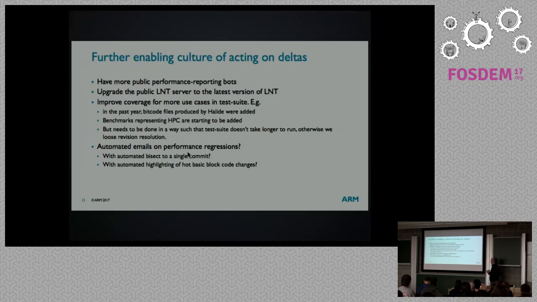My list of ideas is, it would be nice if more of these performance reporting bugs would be public, so more people can look at the performance results. At the moment, there's one public LNT server. What I showed here was a top of trunk LNT server running on my laptop. The public one runs a version that's quite old, so we need to find a way to make sure that someone can maintain that public LNT server instance.